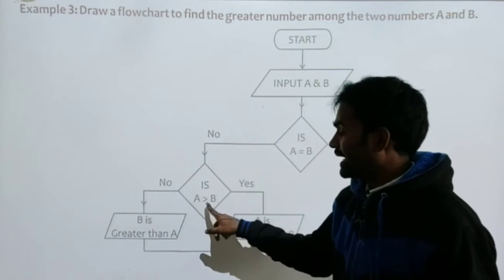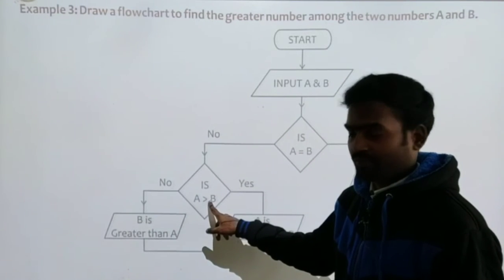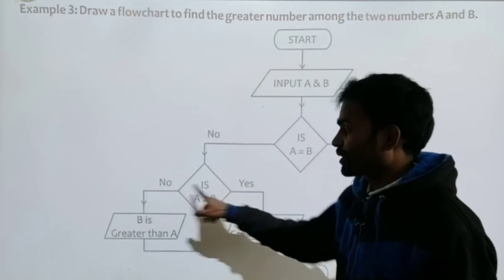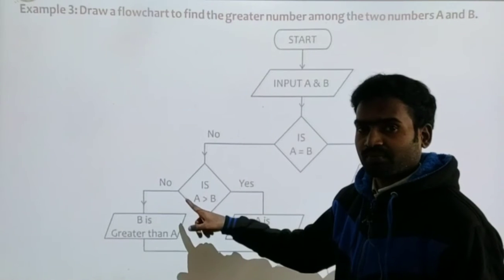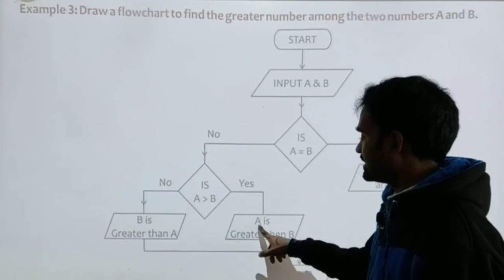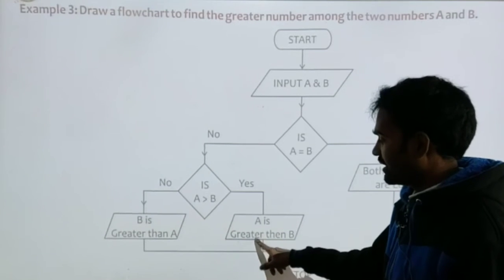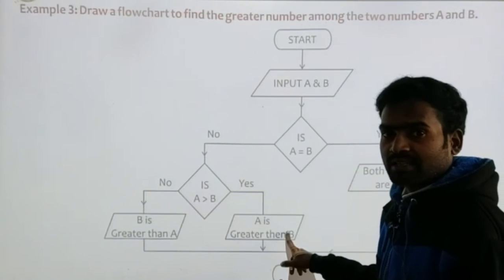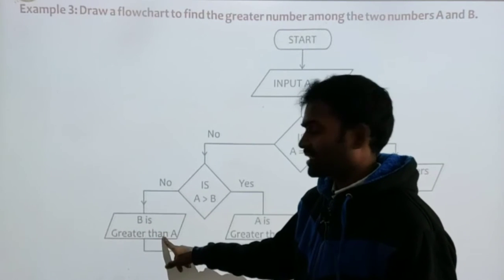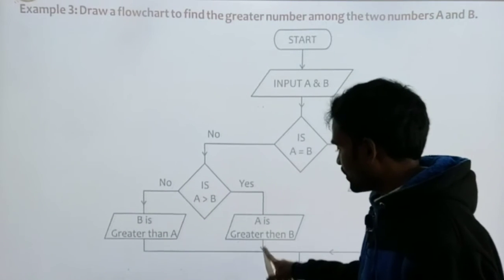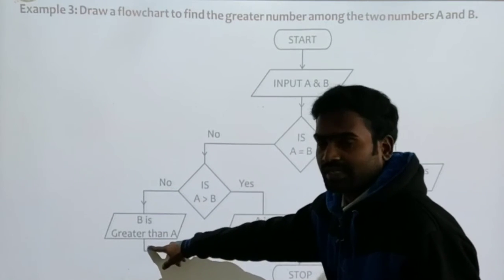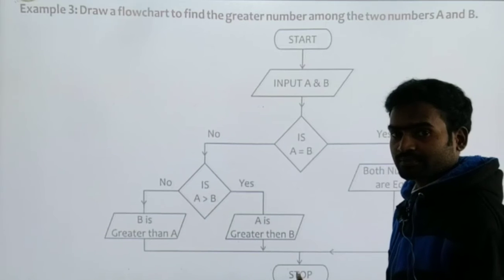Is A greater than B? Again we have two conditions here, yes or no. If it is yes, it will print A is greater than B. If no, we say B is greater than A. Then it joins here and stops, and if it is no also, it shows the result and stops.